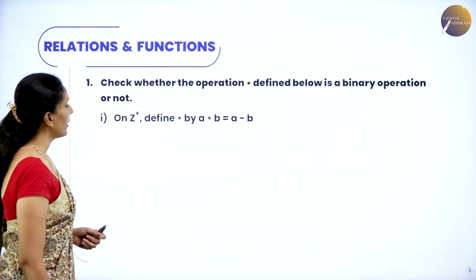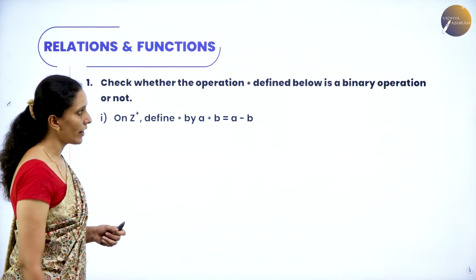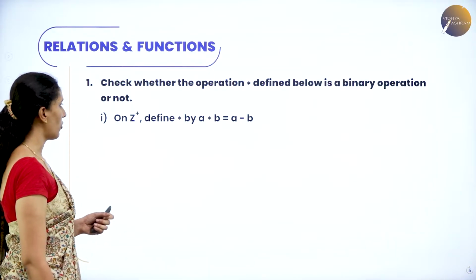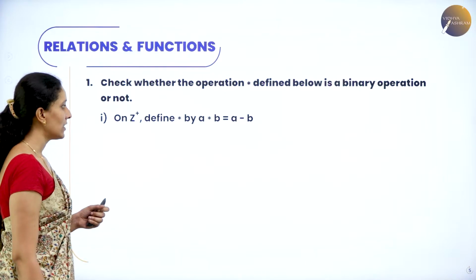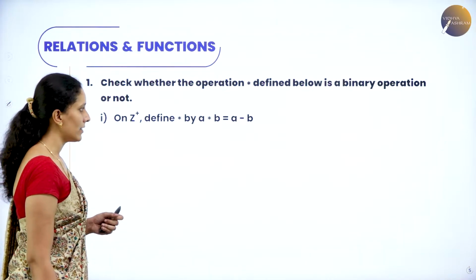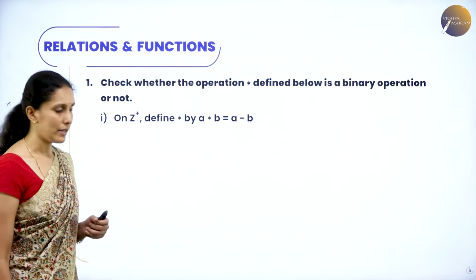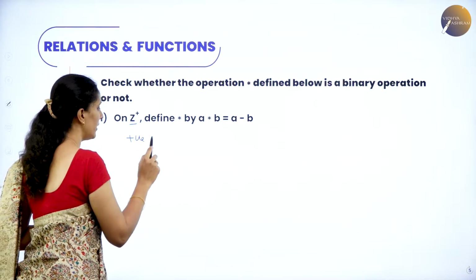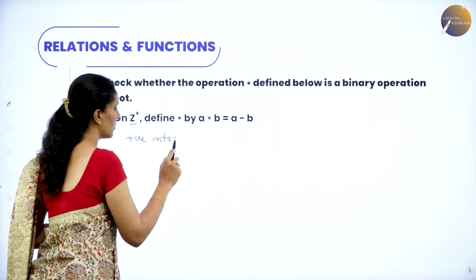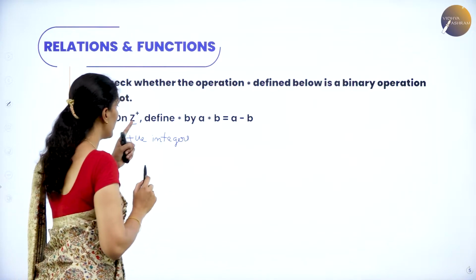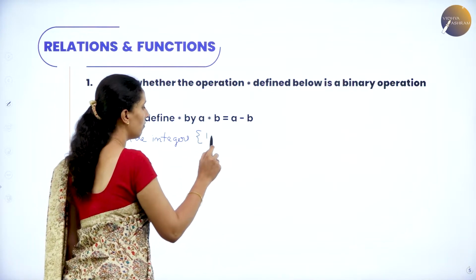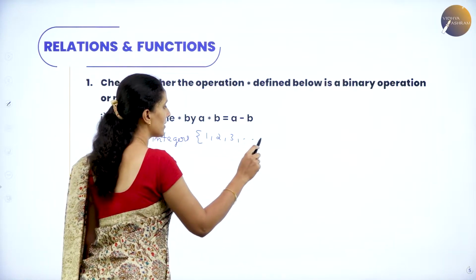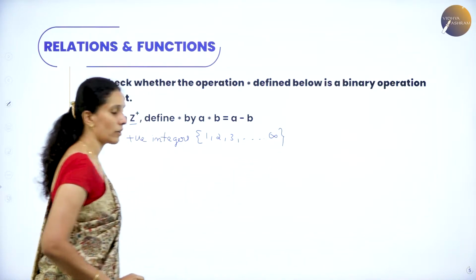Now check whether the operation star defined below is a binary operation or not. On Z plus define star by A star B is equal to A minus B. Z plus is nothing but positive integers. So then what are the elements we have here? 1, 2, 3, etc. until infinity. So these are the elements.